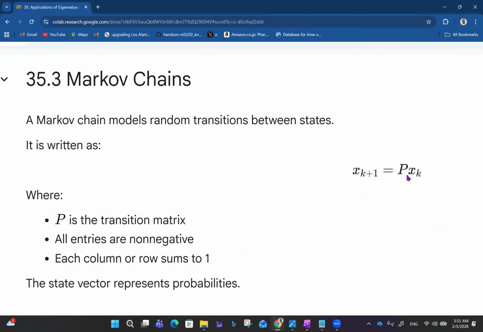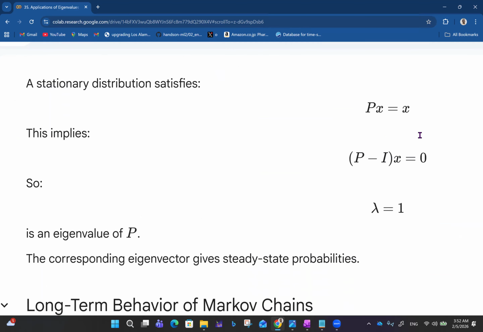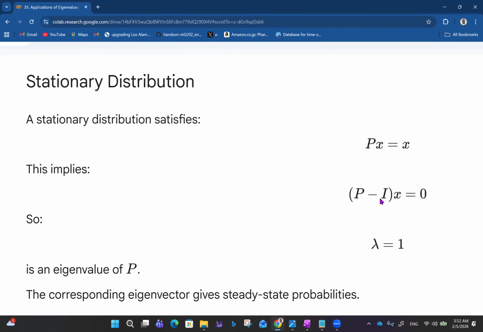Then we talk about the stationary distribution. A stationary distribution satisfies Px equals x. You see, this Px is coming from here. It's like some kind of equilibrium, so in that case the scale doesn't matter anymore. So we just have x equals Px, and we can then solve. This implies that Px minus x equals 0, and since this is a matrix, that'll be (P minus I) x equals 0. So here we see that the lambda is 1.